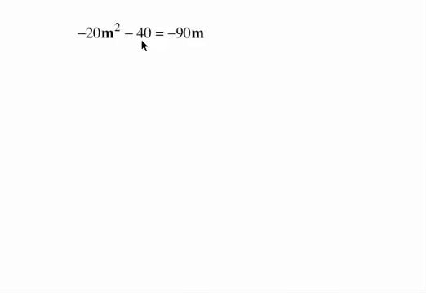Negative 20m squared minus 40 is equal to negative 90m. All right, we want to solve for m. So to do that, I want to factor it. It looks like a trinomial, it looks like a degree 2 equation.